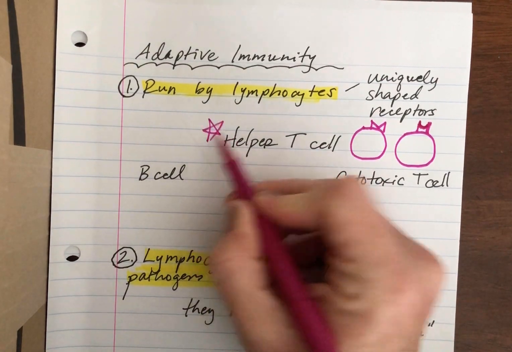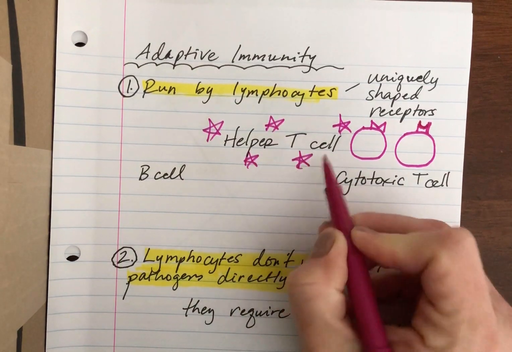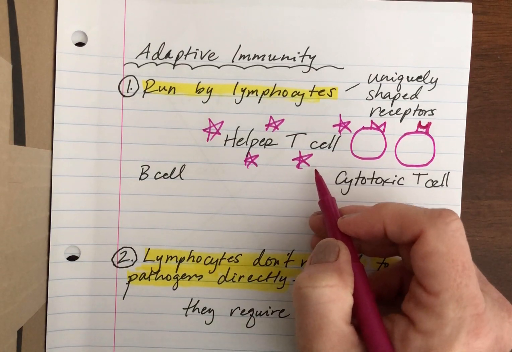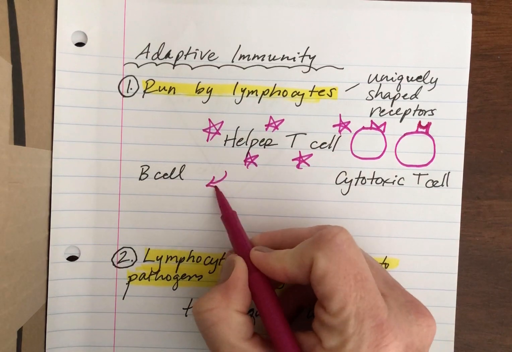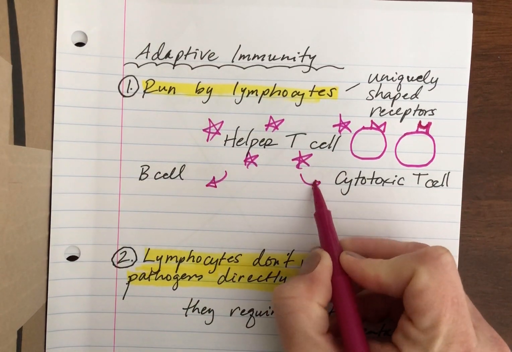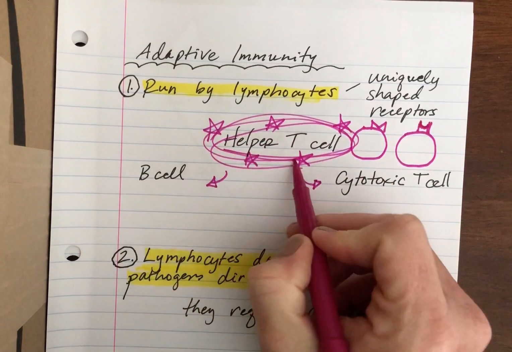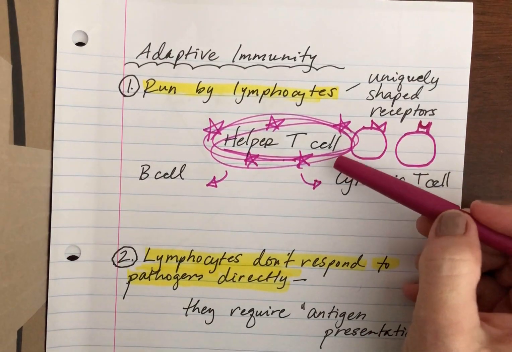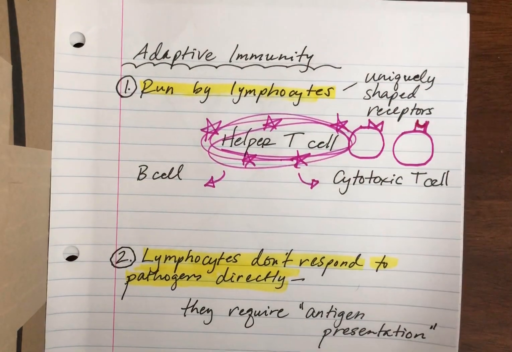Point I want to make here is helper T is the star of the show, okay? Helper T is the major orchestrator of the adaptive immune response. The helper T, once activated, will activate B cells and will activate cytotoxic T. But this guy is at the center of the stage, the main character in the show, and is going to be, like I said earlier, the orchestrator of adaptive immunity.